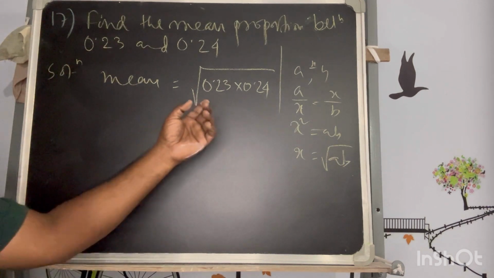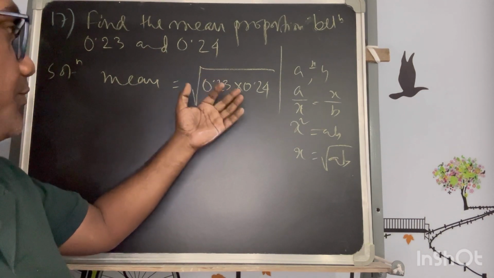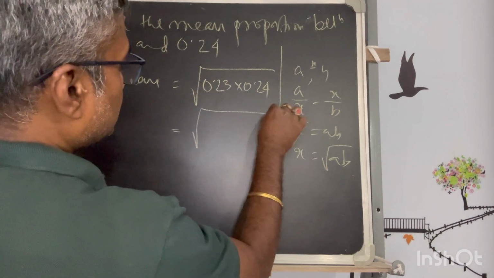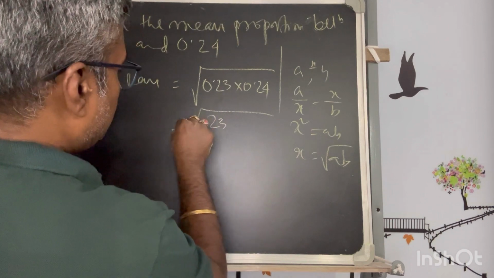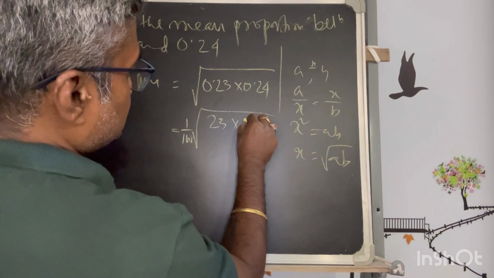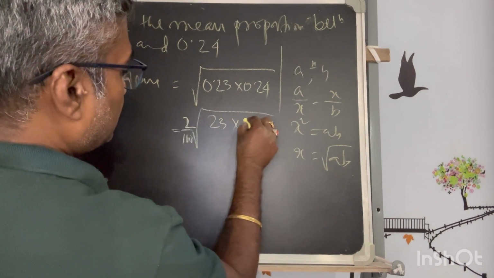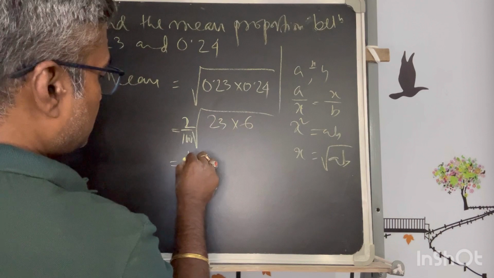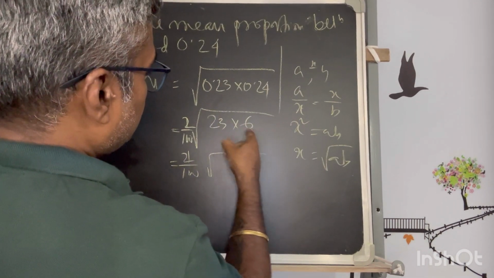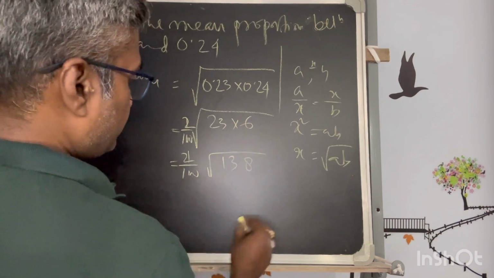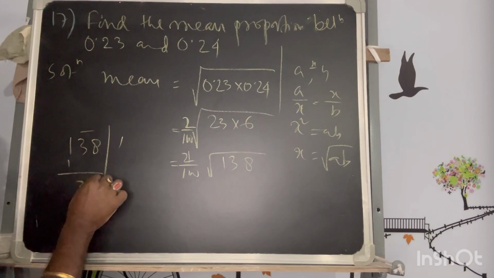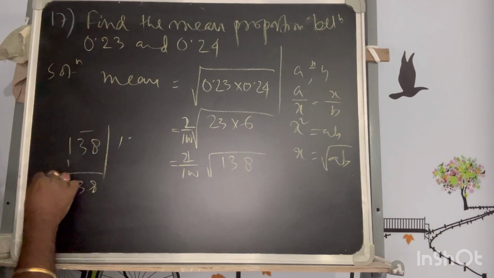Okay, so now this is prime number 23. If I even remove the decimal, 24 can be taken as 4 into 6, so 2 can be taken out, and 6 remains. So this is 2 by 100, and 23 into 6 is 138. 138, if you do approximation, it will be around 11.